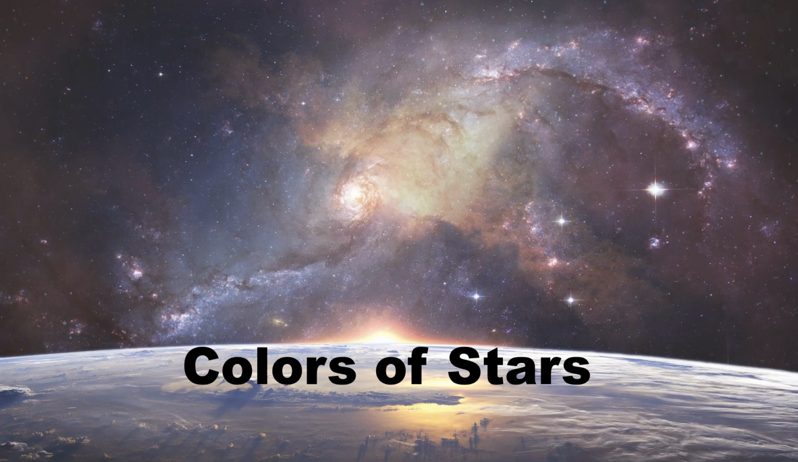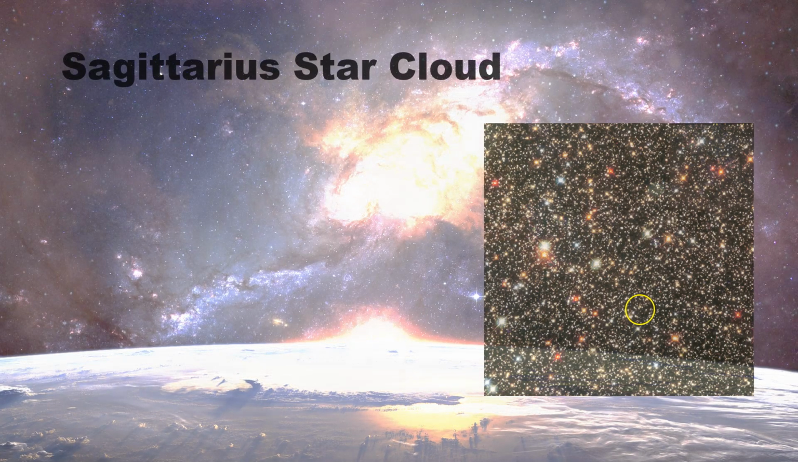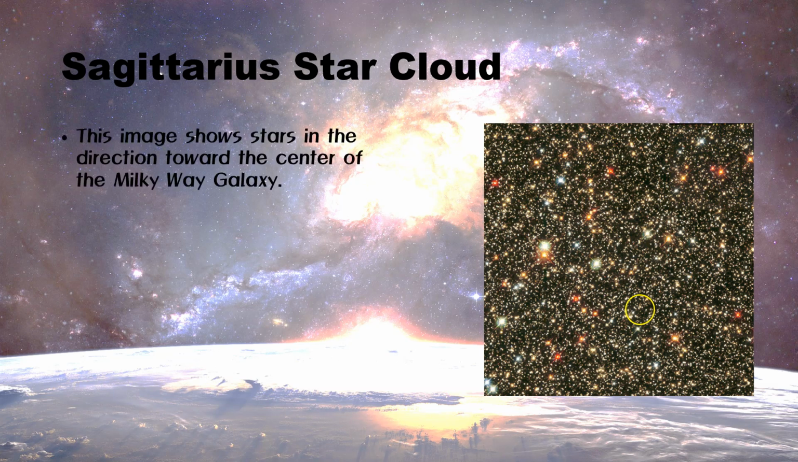And welcome back as we continue our journey looking at stars. We, of course, previously looked at the brightness of stars, but now let's go ahead and discuss how we can look at the different colors of stars. So to start this off, let's take a view of the Sagittarius star cloud. In this, we can see a bunch of stars. This image actually shows us the stars that are in the direction toward the center of the Milky Way galaxy.